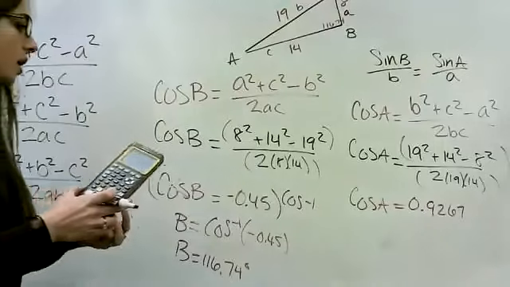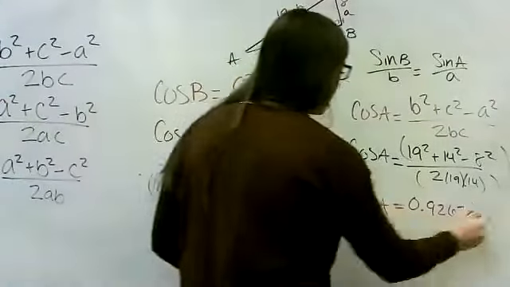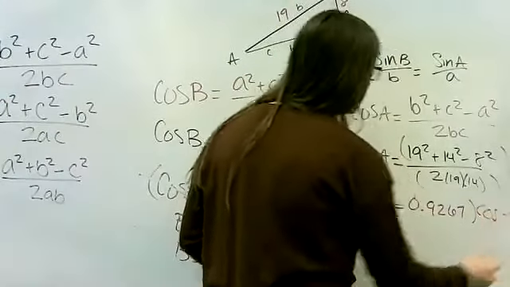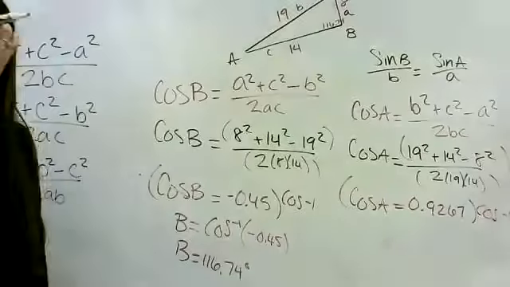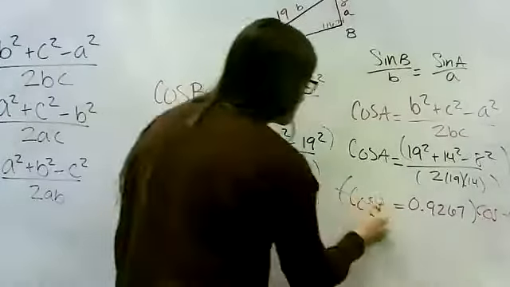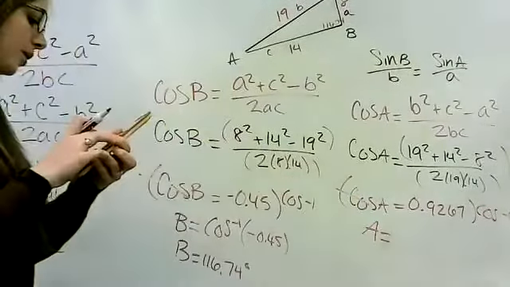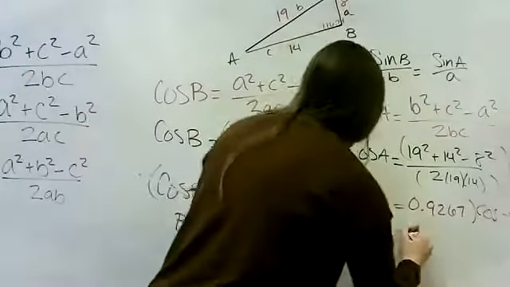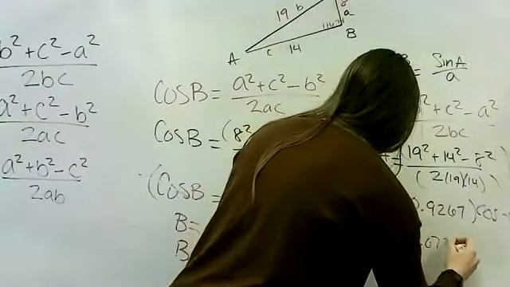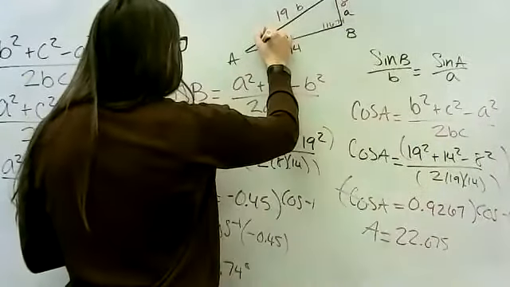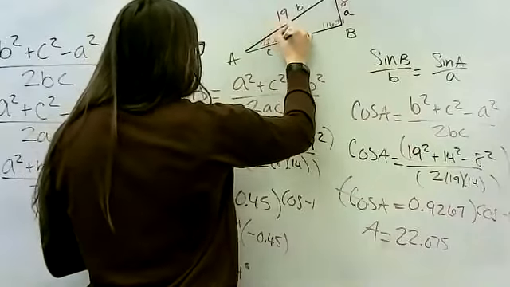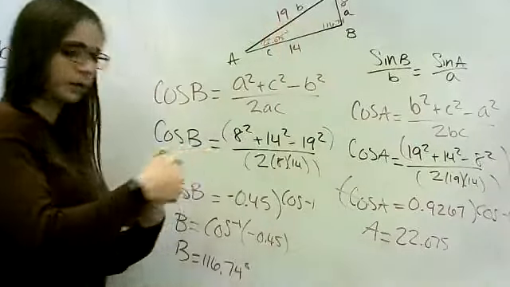Okay, so then again, to get rid of cosine, we have to do cosine inverse. It just looks like a cosine to the -1 power. Okay, so that cancels this cosine, giving me A equals, when you put that into your calculator, you should be getting about 22.075. So 22.075.